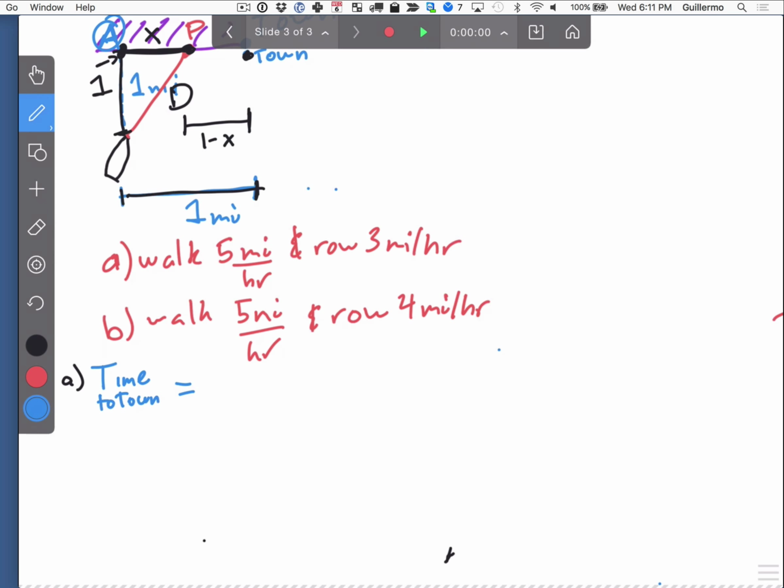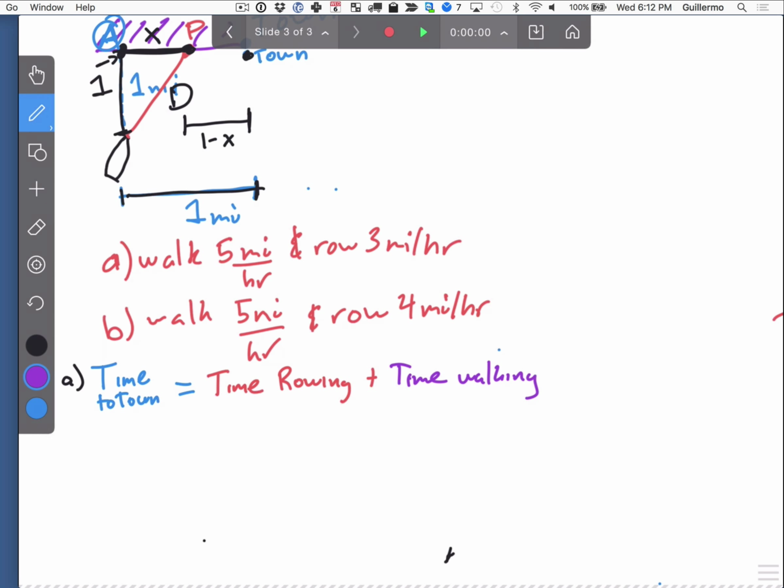All right, well, what would be the time that it takes us to get to town? Well, if you think about it, just take baby steps. Do you guys agree that you can say this is time rowing plus time walking? You guys agree? Okay. Now, how would you find the time rowing or the time walking?